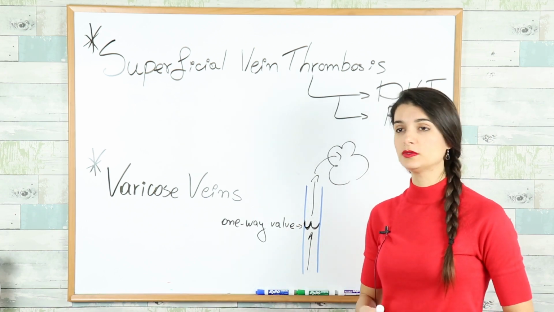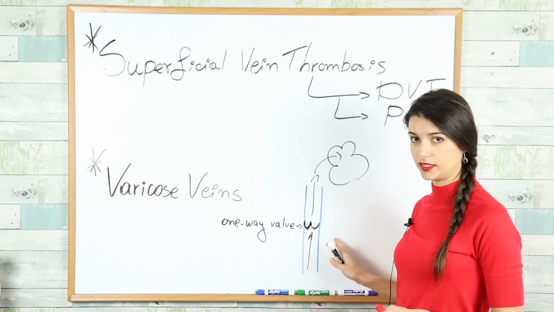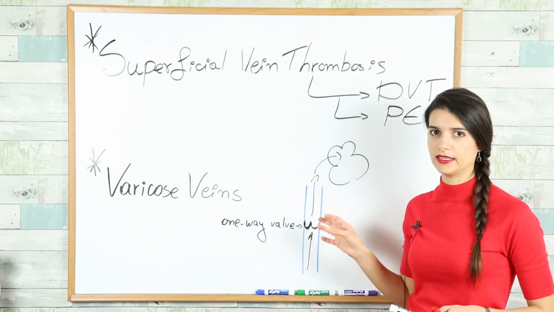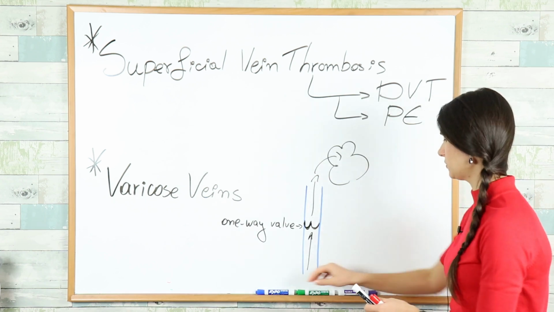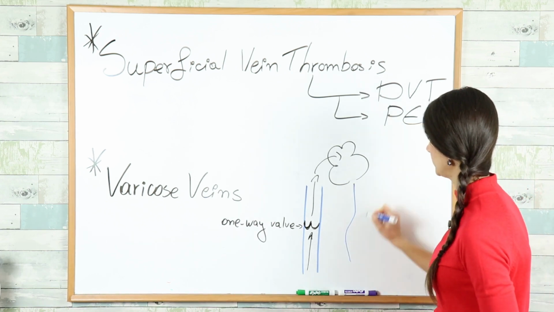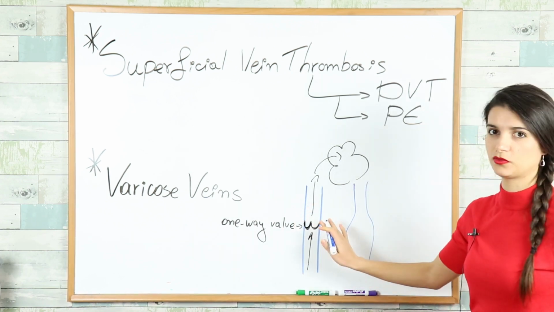Now, as we grow old, the elasticity of the vein wall decreases, right? So if the vein was nice and elastic when you're young, when we grow old, if it loses the elasticity, it's going to enlarge, right? It's going to lose this beautiful shape here.